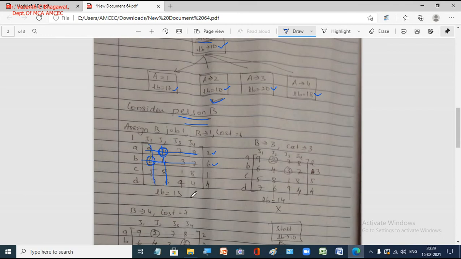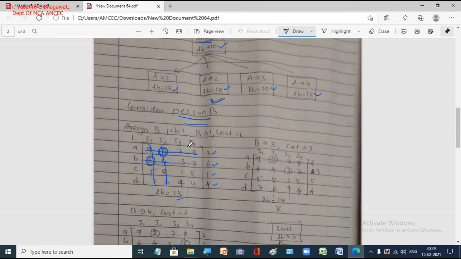Now find the lower bound. In this row, 2 entries are already over. In the third row, the values are 1 and 8, and 1 is the least, so write down 1. Next, you have 9 and 4, and 4 is the least, so write down 4. Now find the total of all these: 6 plus 2 plus 1 plus 4 is 13. So the lower bound you get is 13.